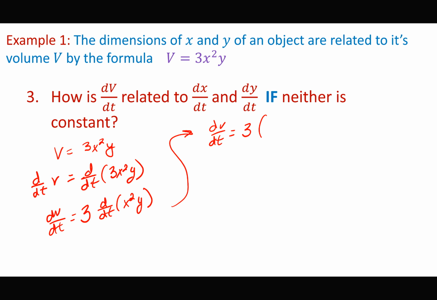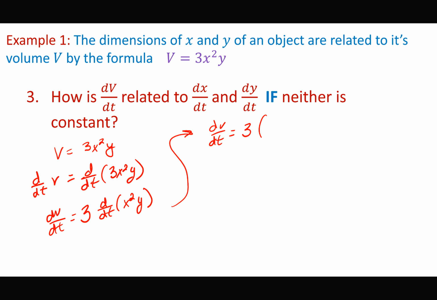What is the derivative of x squared times y with respect to t? Bringing the constant out makes it easier. It just makes it simpler to do the derivative, I feel. But no, if you left it in there, it would still work. So how do I find the derivative of x squared times y with respect to t?